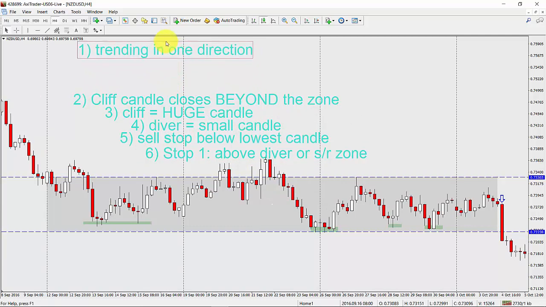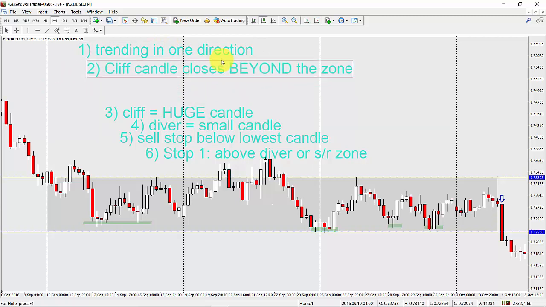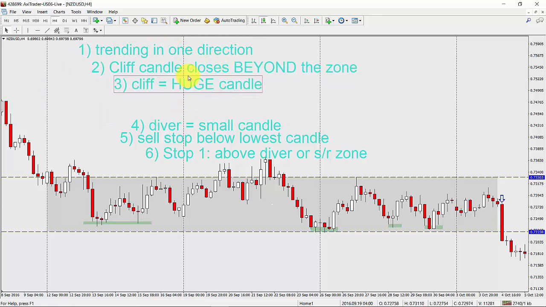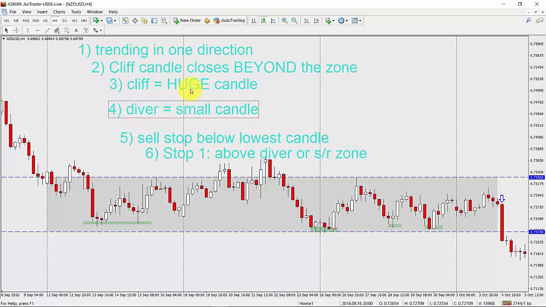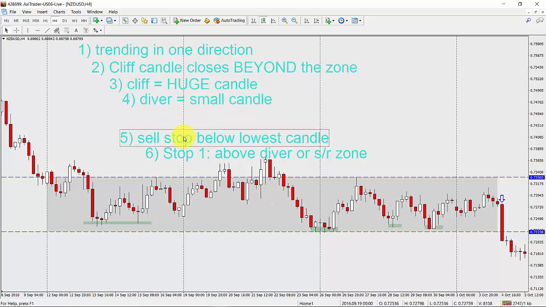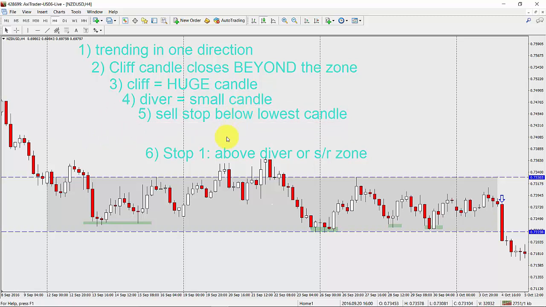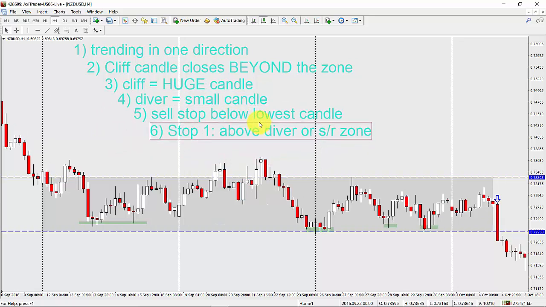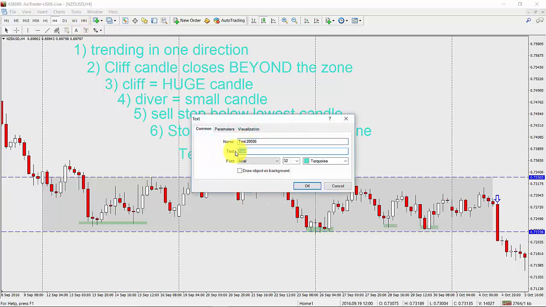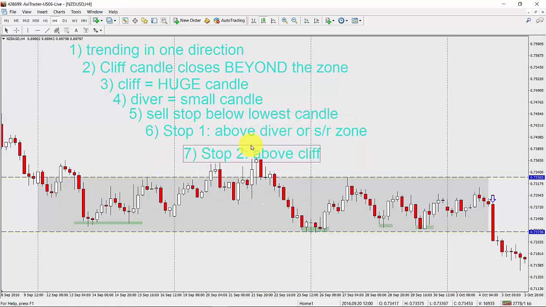That's stop 1. Stop 2. Here, trending in one direction, cliff candle is beyond the zone. Cliff is a huge candle. Diver is a small candle. Sell stop is below the lowest candle. And stop 1, which is option one, is above the diver or the zone, again, whichever one is higher in the case of a bearish Acapulco. And then stop two is above the cliff. Okay. Is that cool? Y'all cool with that?